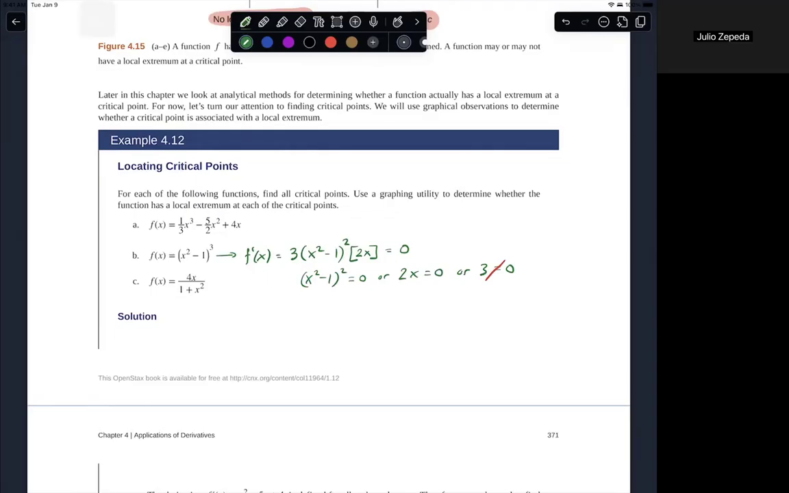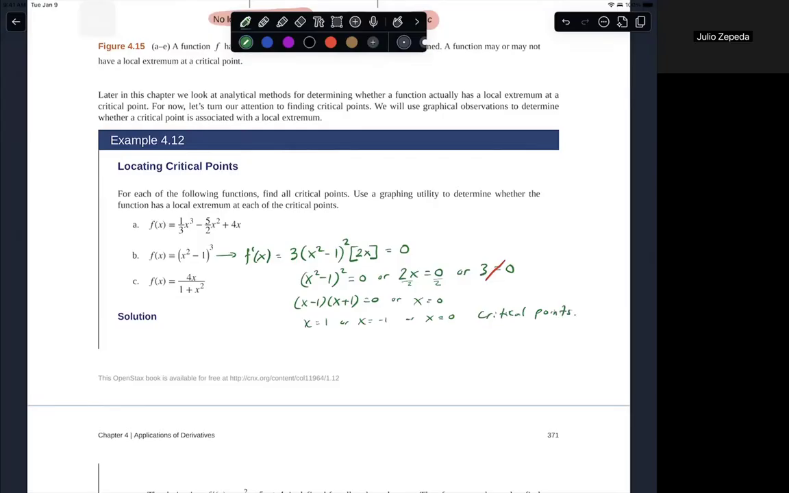X squared minus 1 squared, we can take the square root of both sides. And I'm also going to factor the x squared minus 1. That is a difference of squares, so we get x minus 1 times x plus 1 equals 0. Or if we divide by 2 here, we get x equals 0. So we have x equals positive 1, or x equals negative 1, or x equals 0. These three are our critical points.